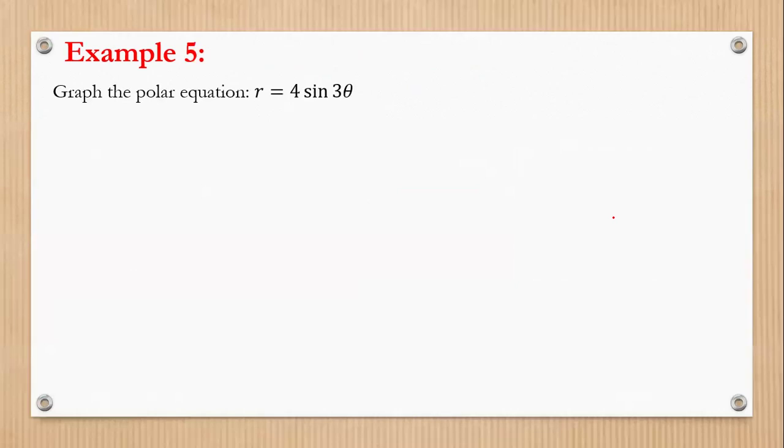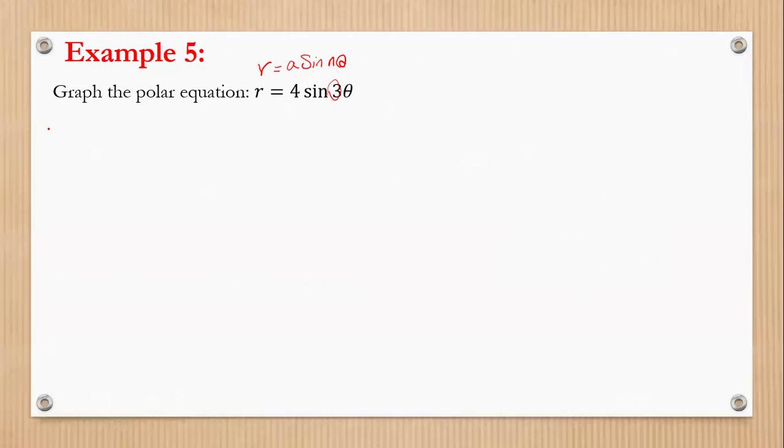Next example, we want to graph this equation, r equals 4 sine 3 theta. Again, since the equation is in the form of a sine n theta, I know that's a rose curve. I should have some petals, but since n is 3 and it's an odd number, I will have only 3 petals when I graph it. So first I need to check for symmetry.